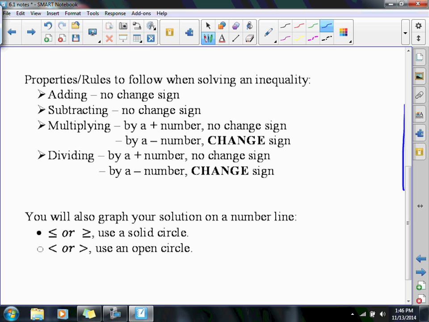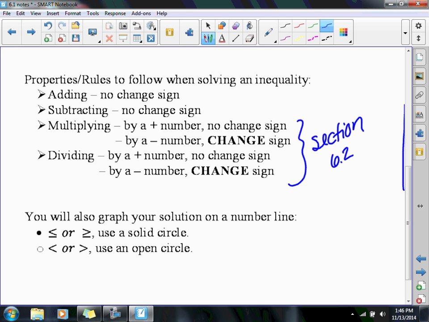In the next section, in section 6.2, we'll be dealing with multiplication and division. Anytime you multiply or divide by a negative number, then you have to switch the inequality sign. You have to flip it around. So if it's less than, you have to flip it so it's greater than. Or if it's greater than, you have to flip it so it's less than. But we'll deal more with that in the next section.